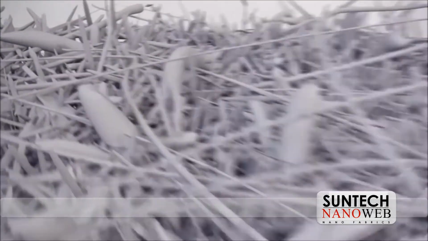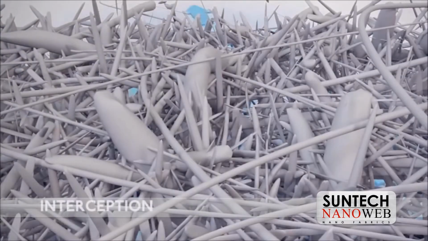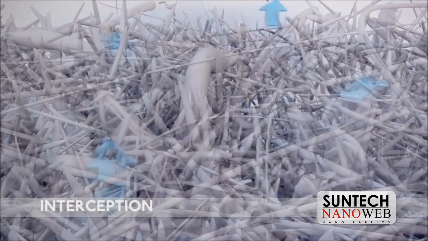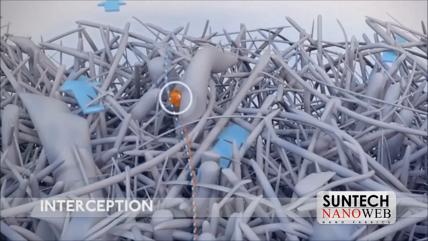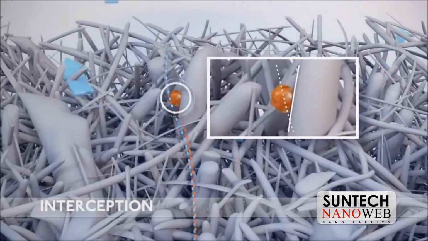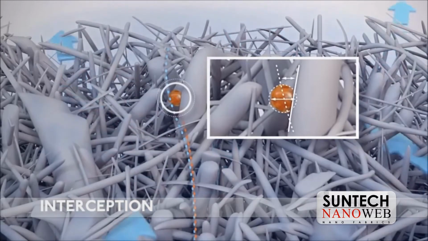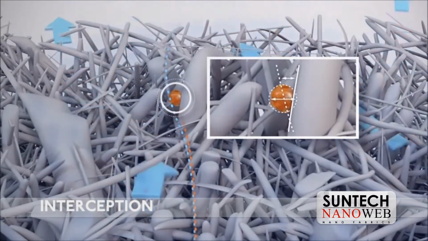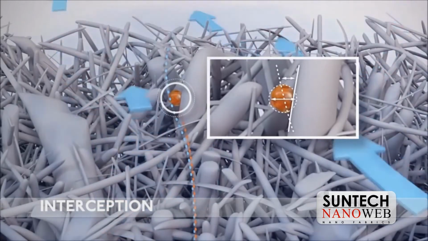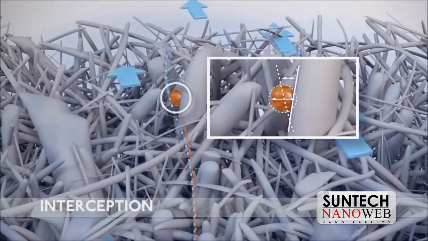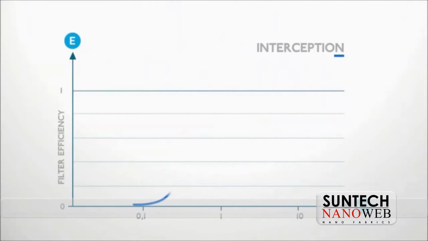The second mechanism is called interception and involves particles of a somewhat smaller size. These are particles that are light enough to follow the streamline. But when the radius of the particle is larger than the distance between the streamline and the edge of the fiber, the particle hits the fiber. It gets stuck there and is thus removed from the air. Interception gains importance with increasing particle size.